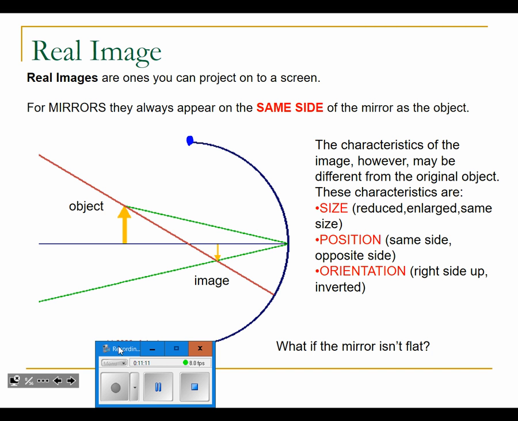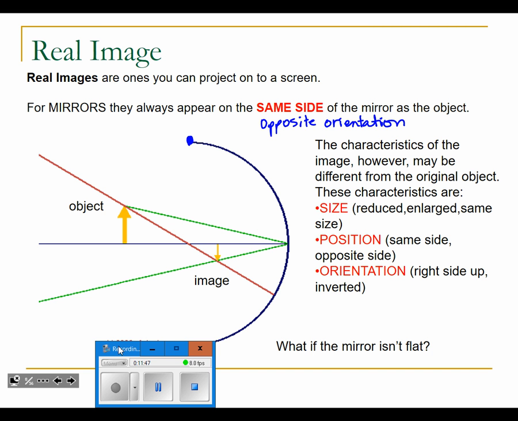And so this is my image actually down here, and we'll talk about how these get created. When we do these types of ray diagrams, we'll be able to talk about the characteristics of the image. But it is always going to be on the same side. Also, it will have an opposite orientation. As you can see, my original object is pointing upwards. My image arrow is pointing downwards. So it has an opposite orientation.